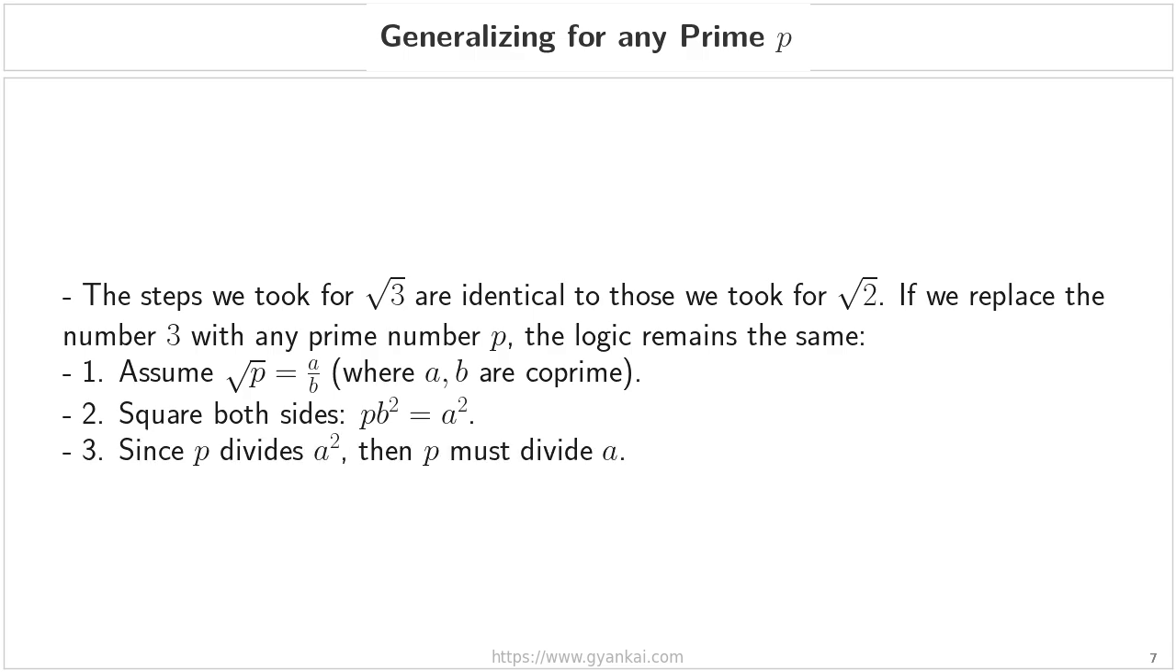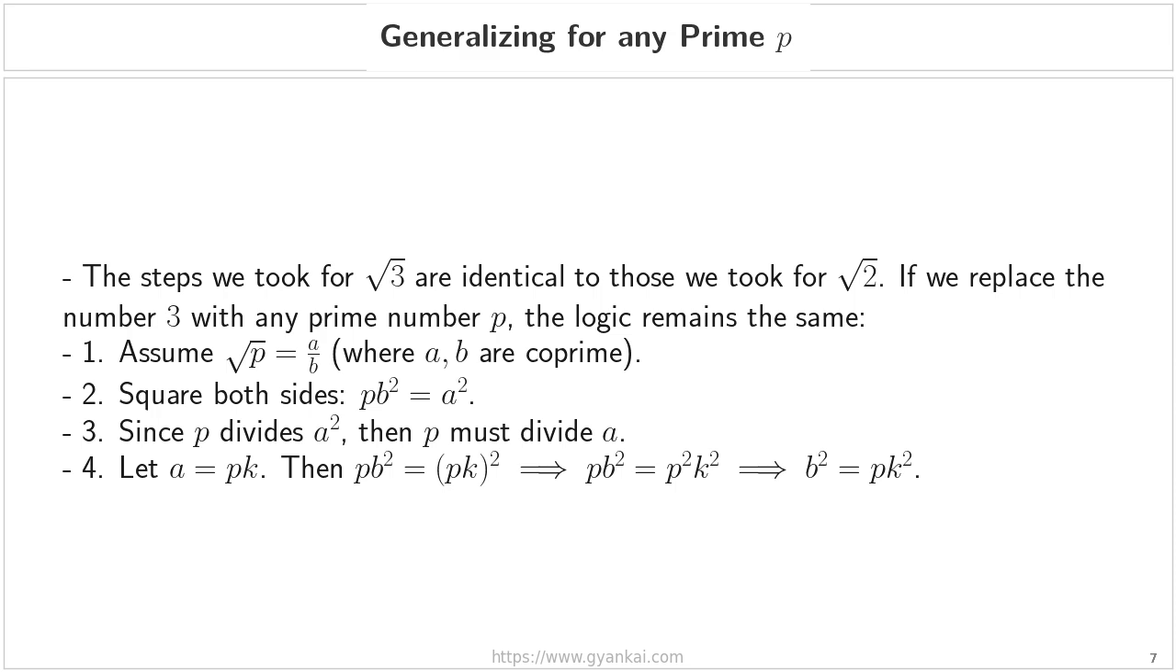Third, we apply that crucial theorem on prime divisibility we discussed earlier. Since p is a prime number and it divides a squared, it logically follows that p must also divide a. Fourth, to move forward, we use substitution. We let a equal p times k, where k is some integer. When we plug this back into our equation, we get p times b squared equals the quantity p times k, all squared.